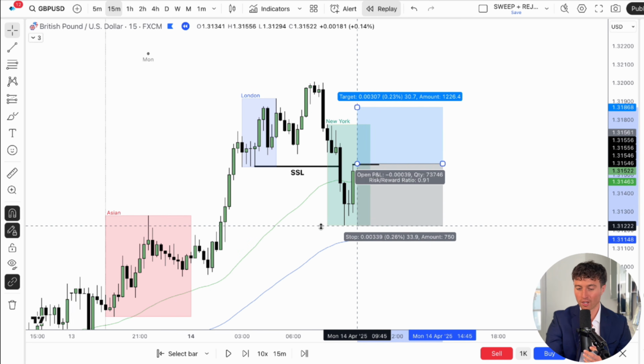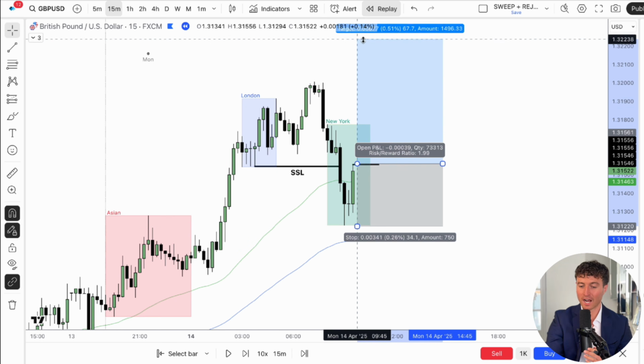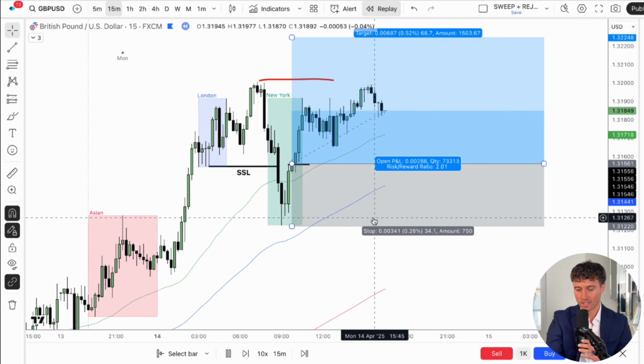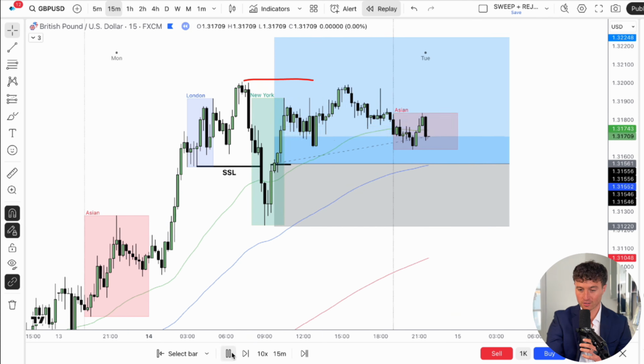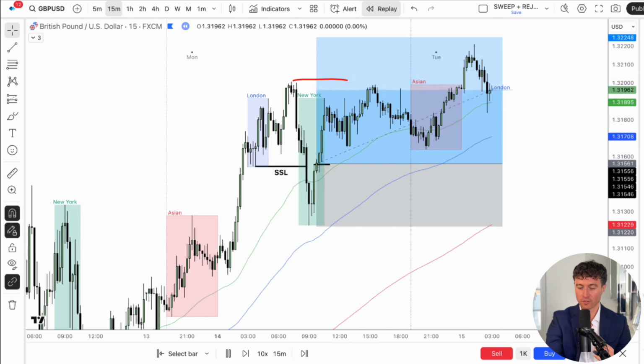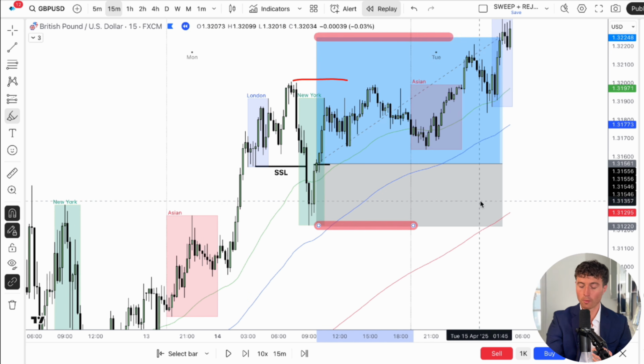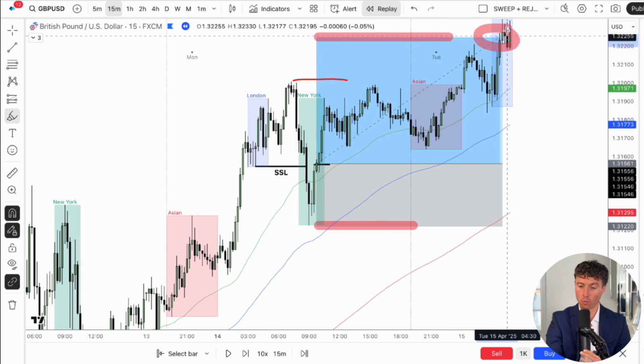invalidation just below the liquidity sweep, and again target a mechanical 1 to 2. And so we're triggered long in this trade right here. And now it's just up to the markets. We're not looking at micromanaging this trade. It's literally either take profit is hit or stop loss is hit. And as you can see, take profit was hit for a 1 to 2 risk to reward right here.